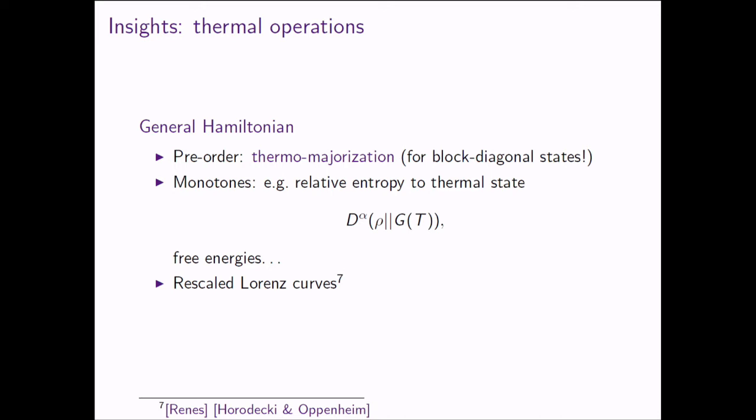The monotones, again, not surprisingly, the relative entropy to the thermal state is a monotone. So in general, there's a nice result by Gao and Brandão. If you have some kind of a measure that behaves more or less like a distance, and you compute it towards the Gibbs state, towards the free states, then this will always be a monotone in your resource theory under some assumptions. Yes? And then you're going to get these rescaled Lorenz curves. And if you want nice reviews on them, there's this paper by Lorenz and also by Horodecki and Oppenheim.